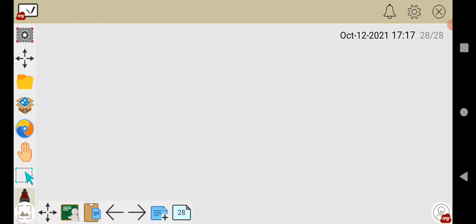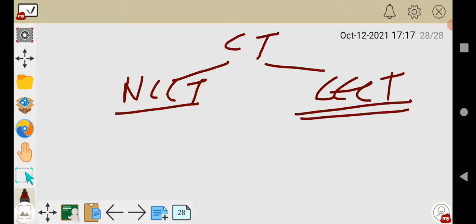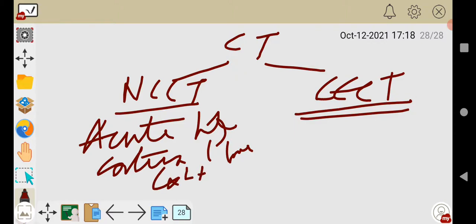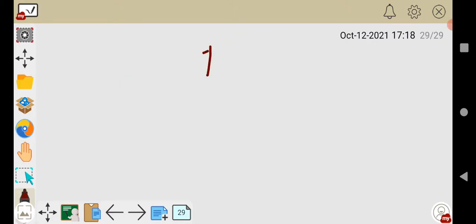So I will summarize the things in CT: when will you do NCCT and when will you do CCT. NCCT will be done in case of acute hemorrhage or brain hematoma, like EDH, SDH, head trauma. Then for cortical bone, cortical bone calcifications, any calculus, or brain hemorrhage. And when will you do CCT? In case of tumor staging, lymph node staging, abdomen abscess, trauma. Now, I will add a concept of FAST here.